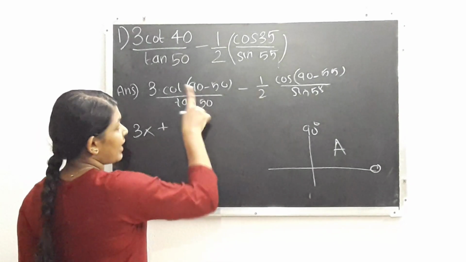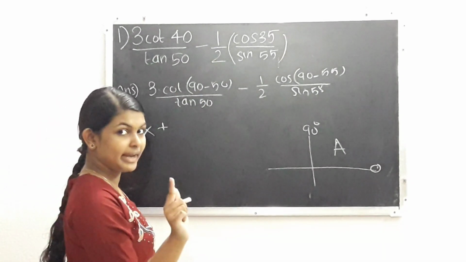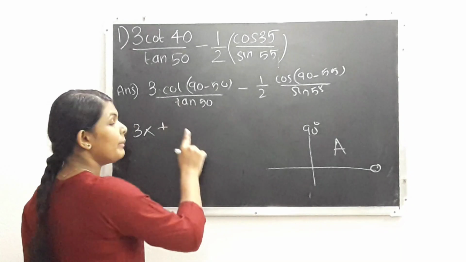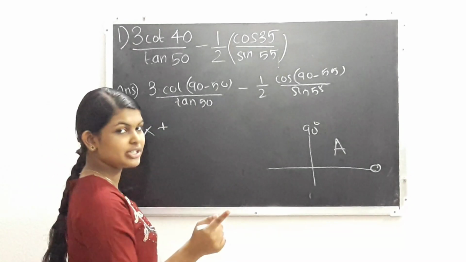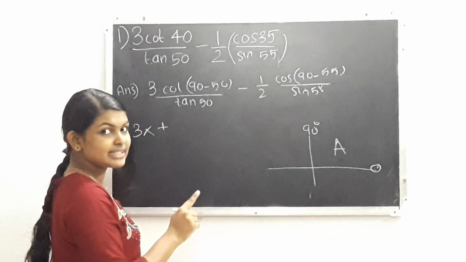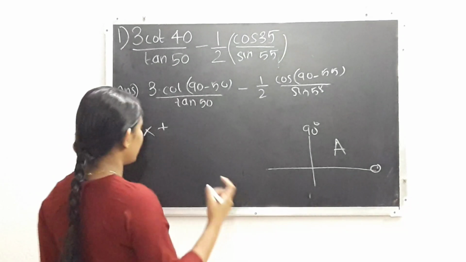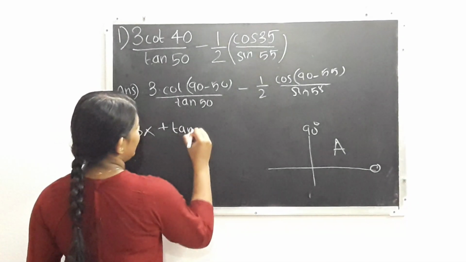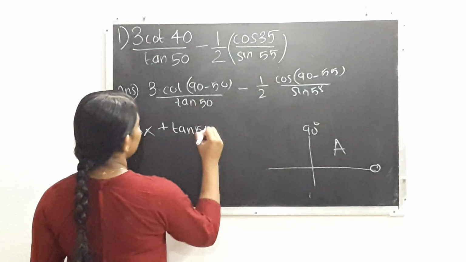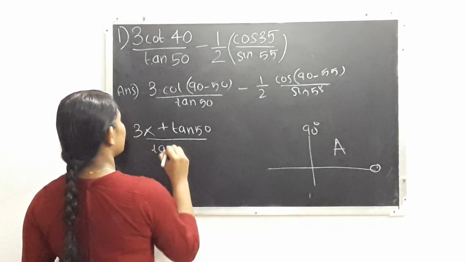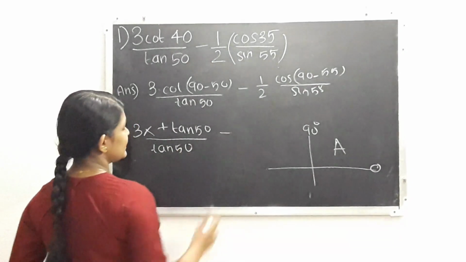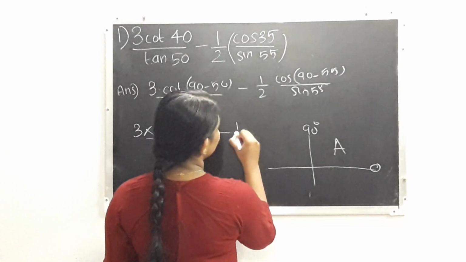Next, since the angle is of the form 90 plus or minus theta, we have to change the trigonometric function to its co-function. That means cot will change to its co-function, that is tan. Okay. So this will be equal to tan theta. Theta here is 50. So tan 50 divided by tan 50. Okay. Minus 1 by 2 into.